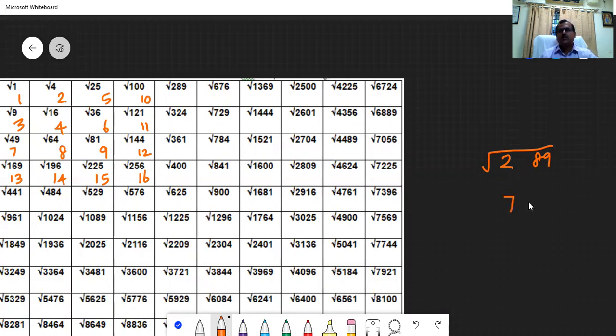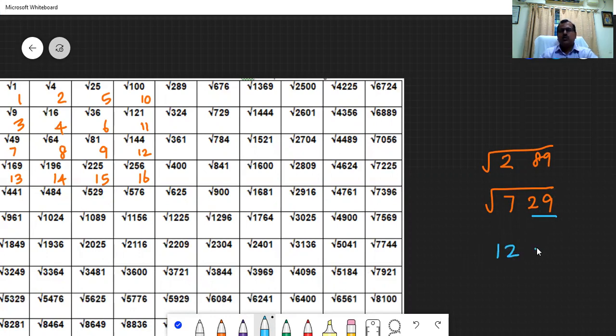Split the numbers. Suppose 729. How to split the digits? 29 is one pair, and 7 is the first part. Like that, whatever number is given to you, you have to split it into pairs of digits.